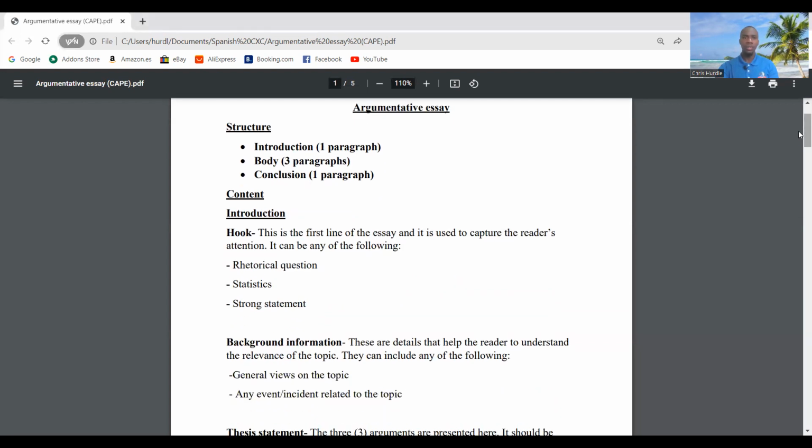In the introduction, which is going to be the first paragraph, we start with a hook. Now a hook is just anything that is used to grab the reader's attention. It can be any one of the following. It can be a rhetorical question, it could be some statistics or a statistic, and it could be a strong statement. Now, a rhetorical question is just going to be a question that is posed with the intention of making a point, as opposed to searching for an answer, okay?